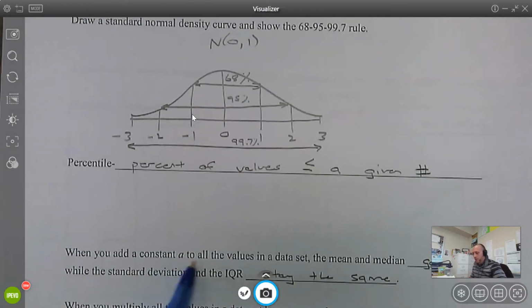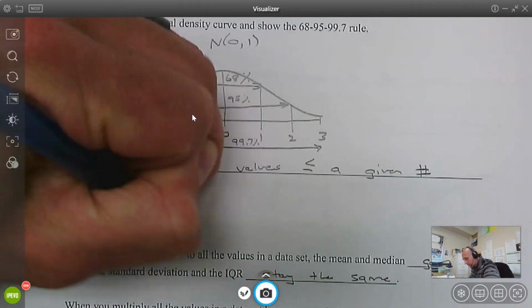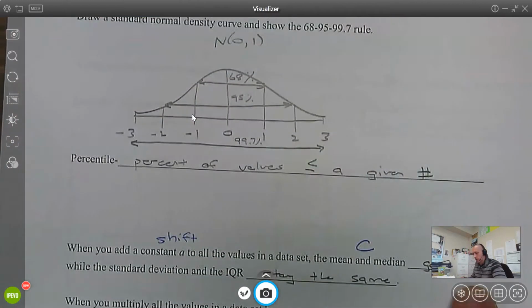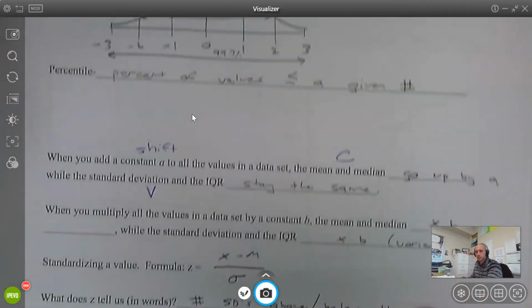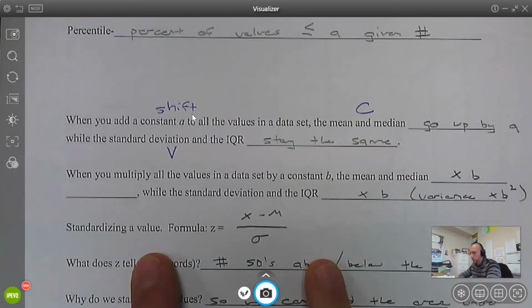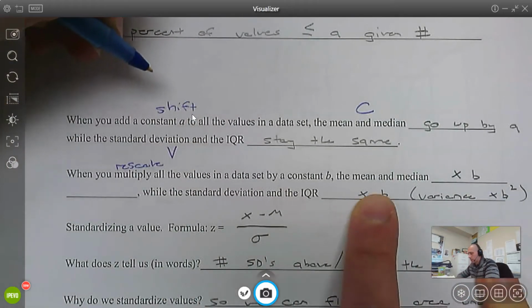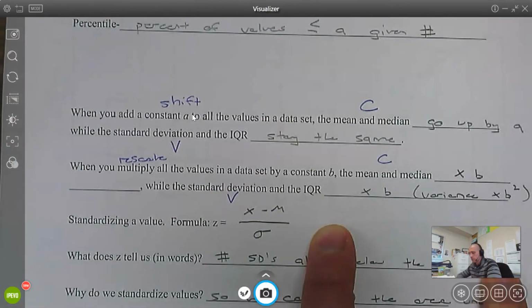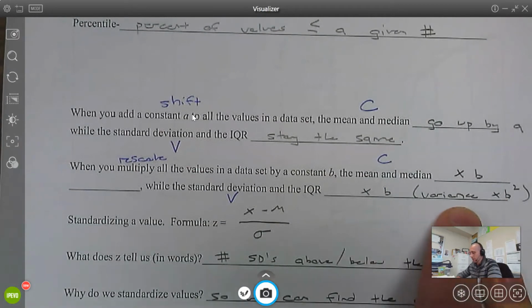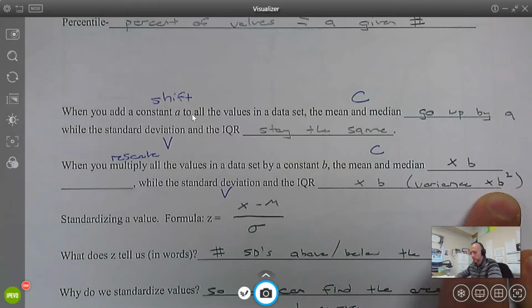When you add a constant to all the values in a data set, this is just a shift. That's all this is. The mean and the median, measures of center, change. Measures of variability do not. When you multiply, we called this a rescale. Measures of center change, measures of variability also change. The variance I put in here, because this is the standard deviation squared, would change by the rescale squared.